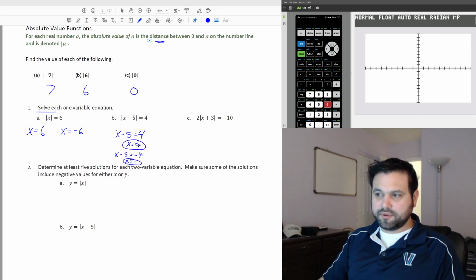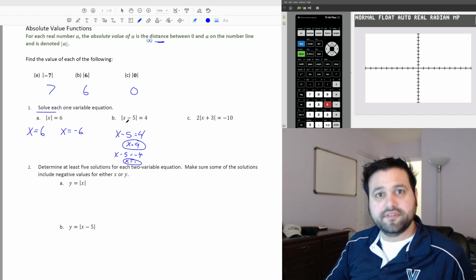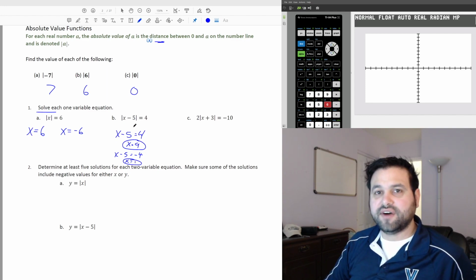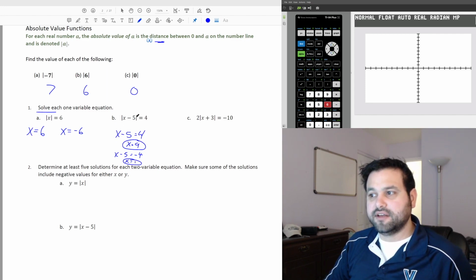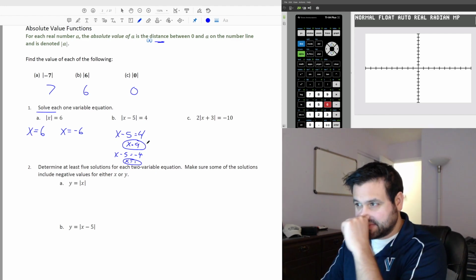And we can see that if we plug 9 into this equation, 9 minus 5 is 4, and the absolute value of 4 is 4. And if I plug 1 in, 1 minus 5 is -4, and the absolute value of -4 is 4. And so that's the steps to solving these equations.